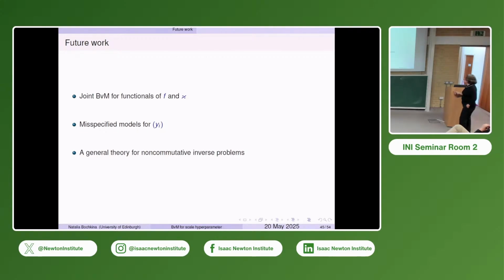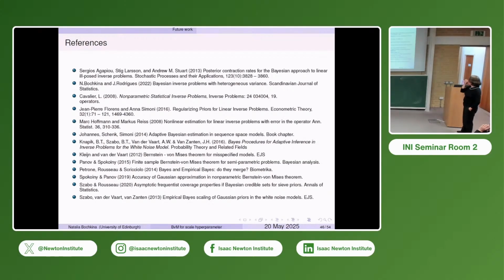Also, Volodya has a whole theory for misspecified models. At the moment I presented this BvM only for a correctly specified model for the data, right? But Volodya has a whole theory with similar tools for misspecified models, so we're looking into that as well, with different variances for different Y_i and so on. And also, we started looking at a general theory for non-commutative inverse problems, where the prior and the indirect operators don't commute, again with Volodya. So this is a probably not complete list of references.